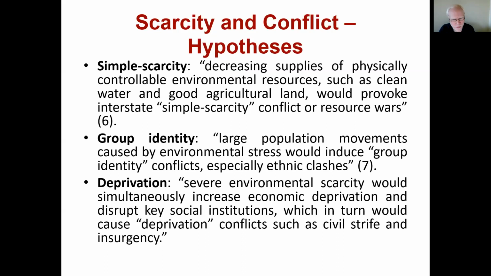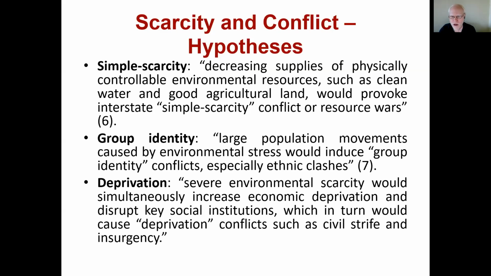So here's some competing hypotheses, or different hypotheses that we have about how scarcity can lead to conflict. So the first is called the simple scarcity hypothesis, and it argues that decreasing supplies of physically controllable environmental resources, such as clean water and good agricultural land, would provoke interstate simple scarcity conflict or resource wars. So as different countries start running low on necessary resources, from agricultural land to water to oil, you'll start seeing wars where the reason behind the war is conflict over access to them.